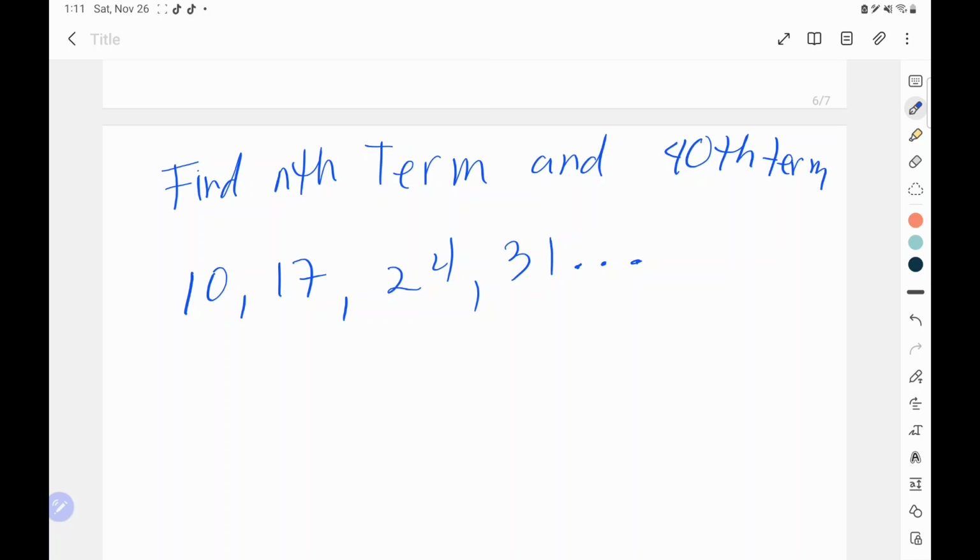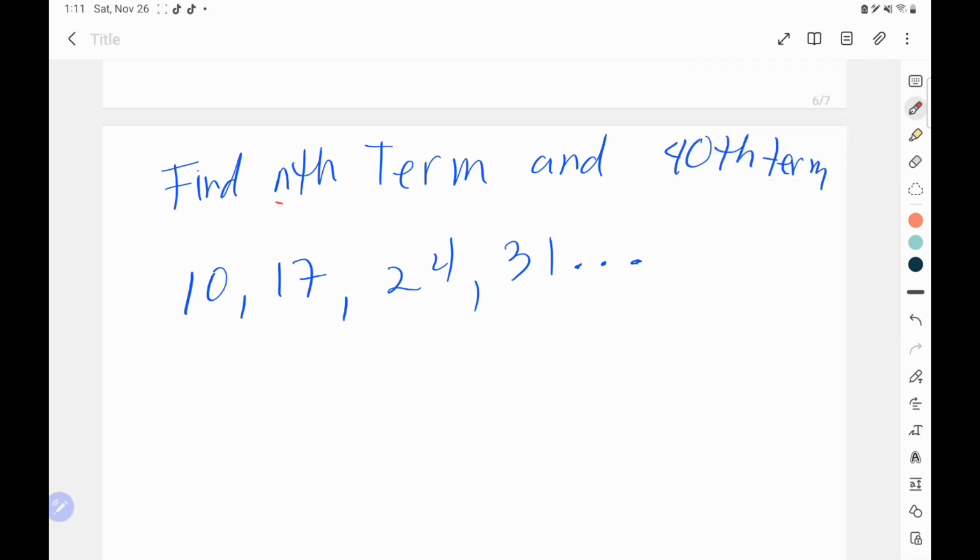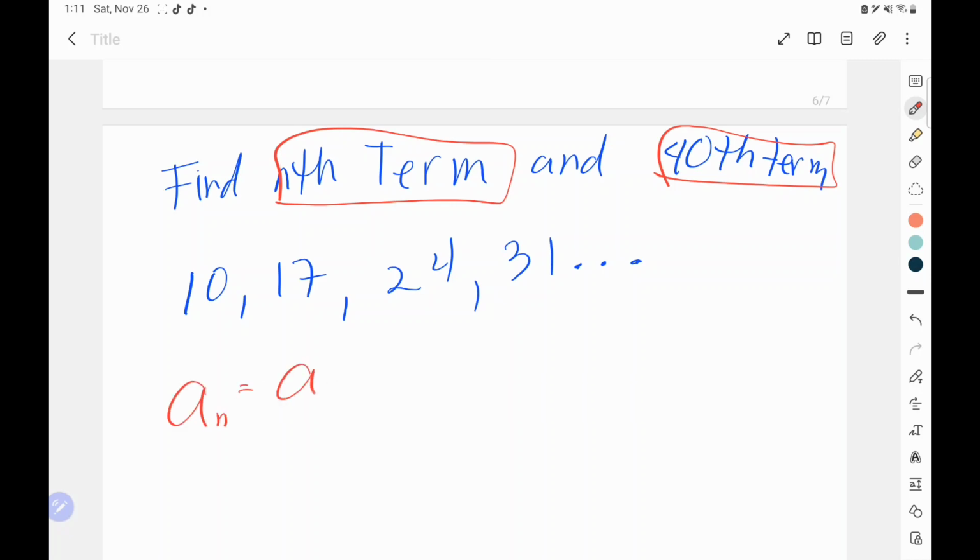Now let's say here, find the nth term and the 40th term of the given sequence here. The first thing that we need to find the nth term is use the formula, right? And the formula is a sub n is equal to a sub 1, or the first term, plus d times n minus 1. That is our formula here, and we're looking for the nth term. The first thing that we need to do is to identify the first digit, which is 10, correct? That's our first number in the series, so that is 10.